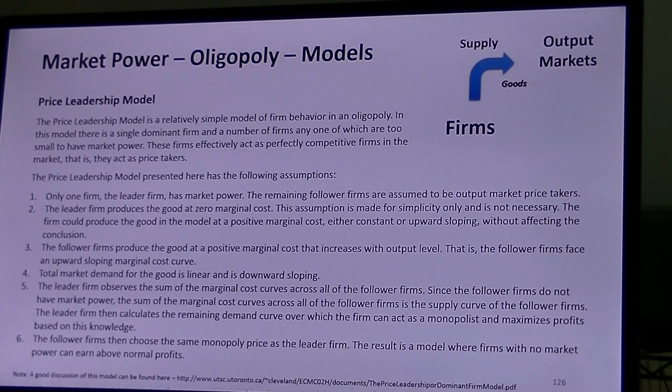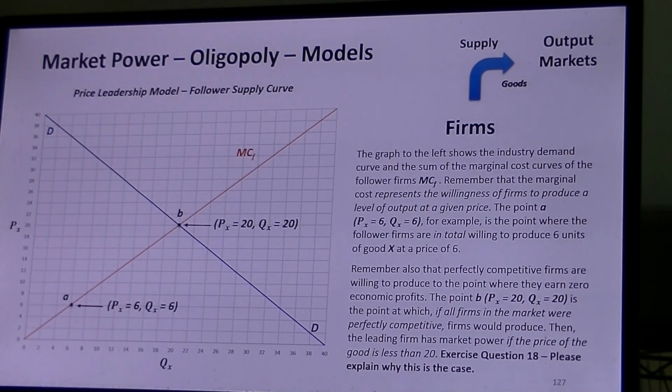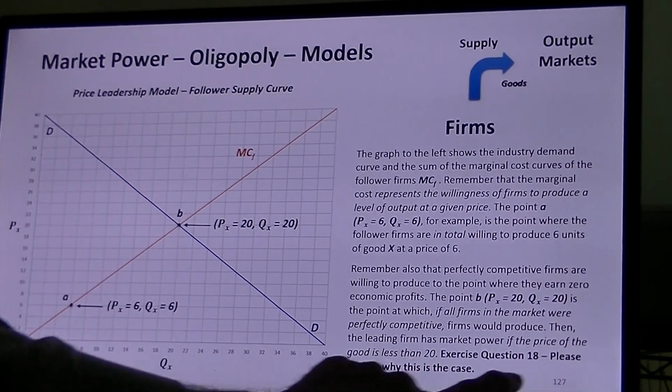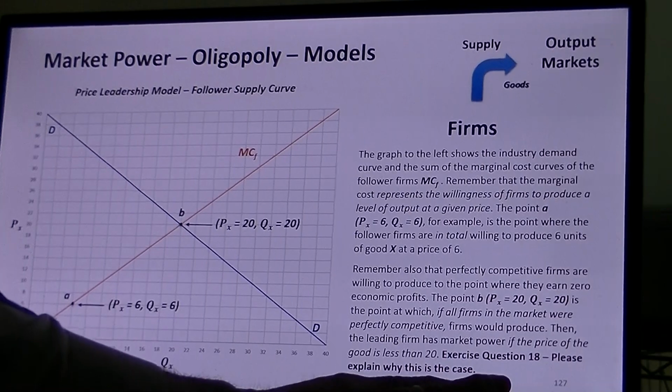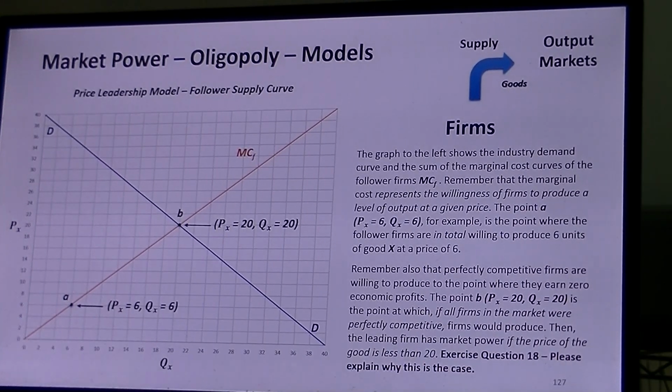Now we're going to look at the outcome based on this. And here it says exercise question 18, please explain why this is the case. I'm going to leave that till later. Ignore that right now, don't worry about that. I just noticed this. I didn't realize that was the case, but I'll change that when you get the lecture notes by email.